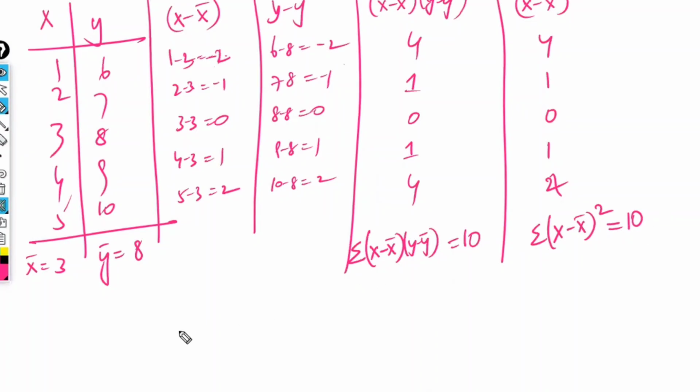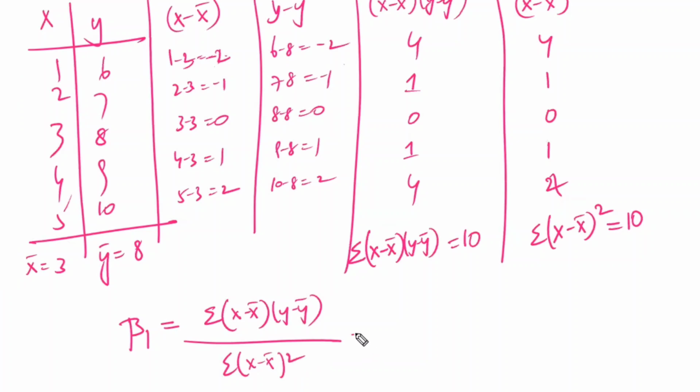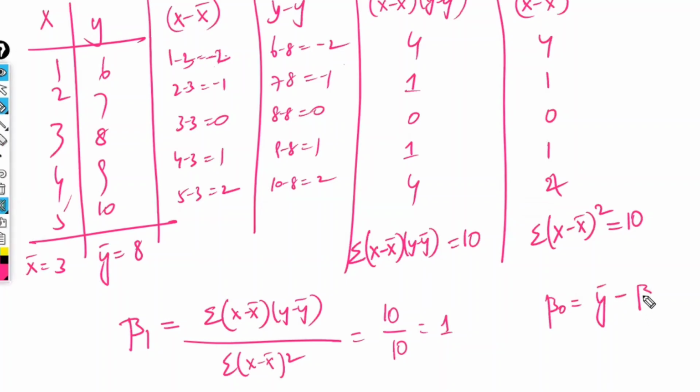The table is completed. Now calculate beta 1. Beta 1 is equal to sigma of (x minus x bar) into (y minus y bar) divided by sigma of (x minus x bar) whole square. That is 10 divided by 10, which is equal to 1. That is the slope. Next, the intercept, beta naught. Beta naught is equal to y bar minus beta 1 x bar. Y bar is 8, beta 1 is 1, x bar is 3, so 8 minus 3 is 5.